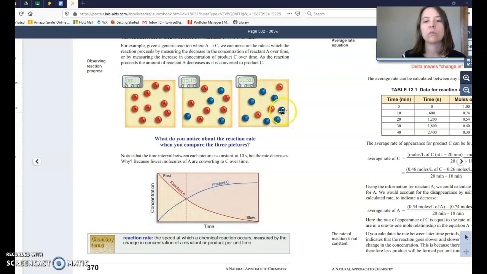1, 2, 3, 4, 5, 6, 7. So it's not quite constant. And let's look at this diagram also.